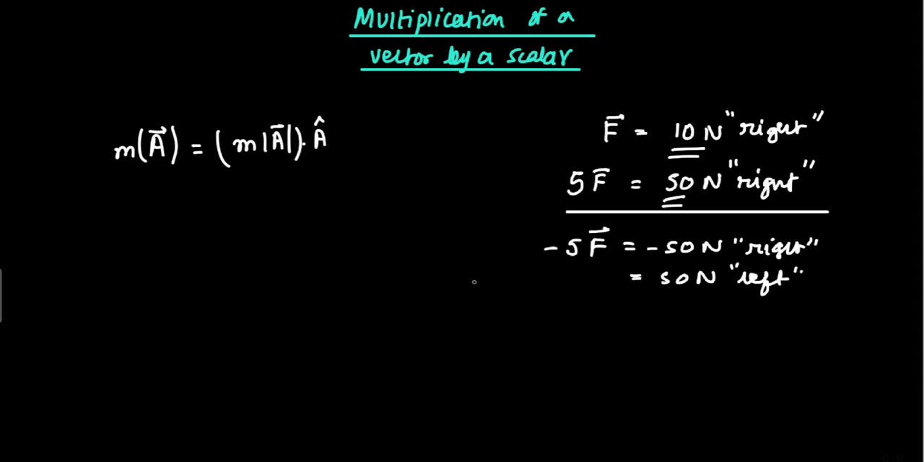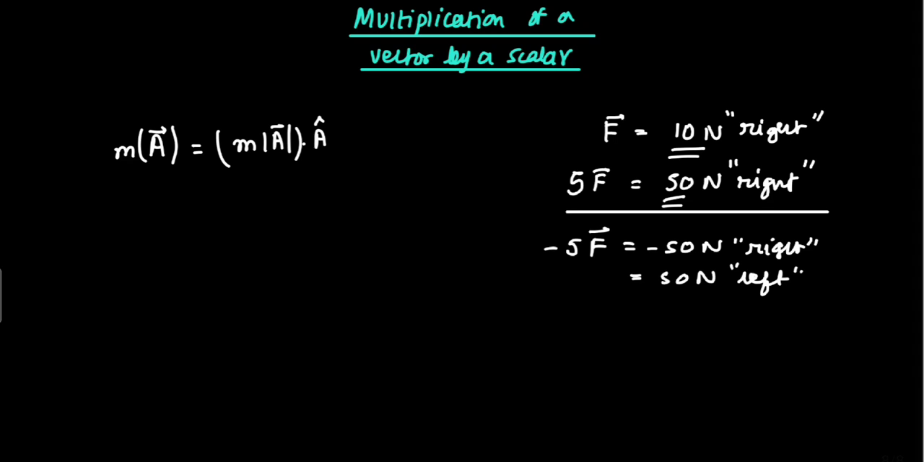So if you have a force towards the left, you can multiply that force by -1 and point it towards the right. If you have a vector towards the right, you can multiply it by -1 and make it point towards the left. And if you want to change the direction by 180 degrees, as well as change the magnitude, then you have to multiply by your desired magnitude and the negative sign. Okay, so that was all about multiplication of a vector by a scalar.